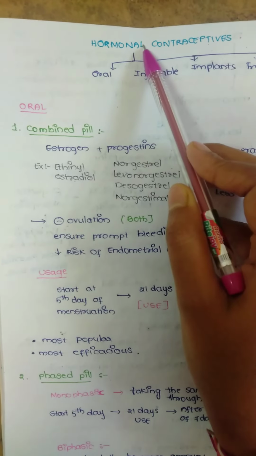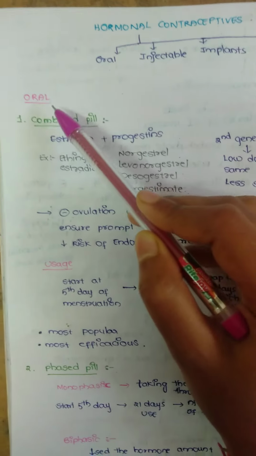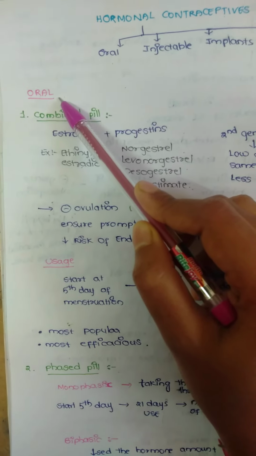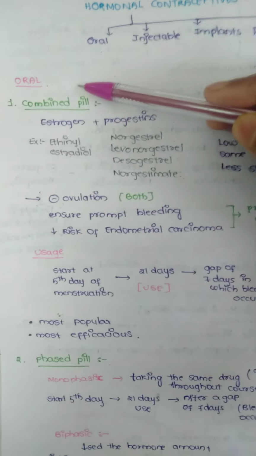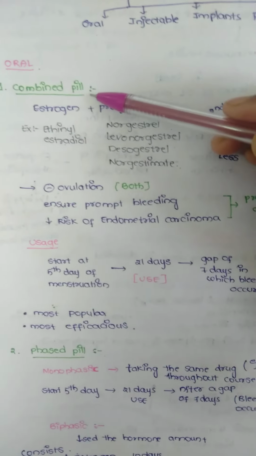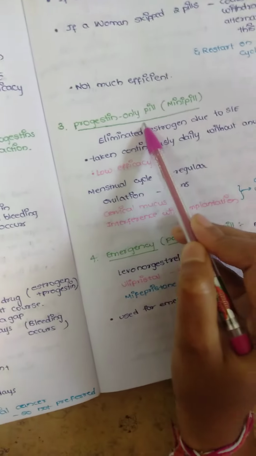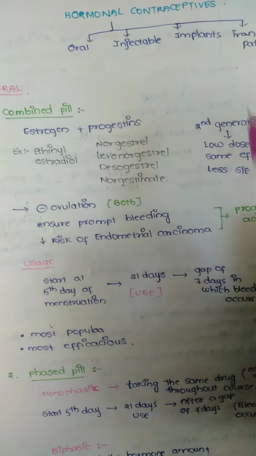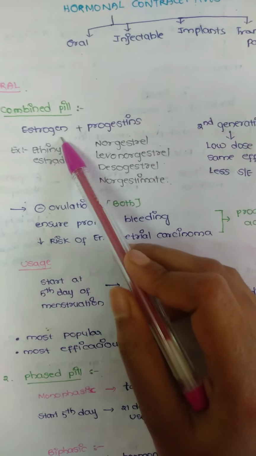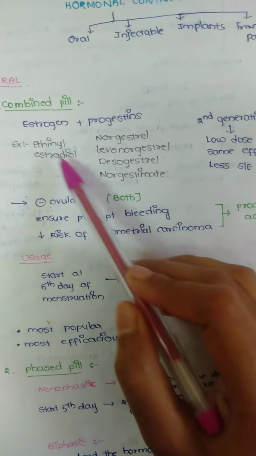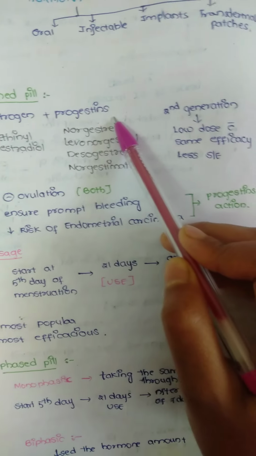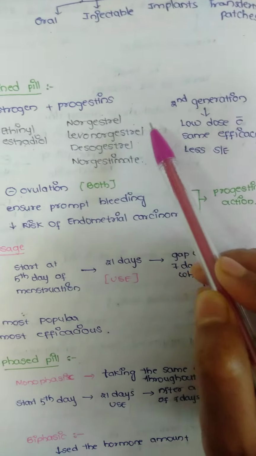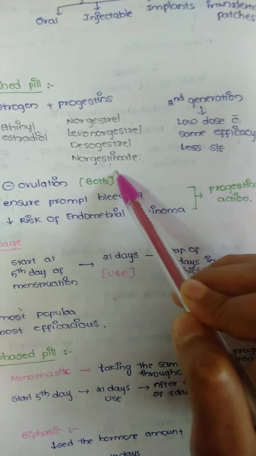And in hormonal contraceptives, we mainly use oral ones. Today, let us discuss mainly the oral ones. The oral pills are divided into four types. They are combined pill, phased pill, progestin only pill, emergency pill. In combined pill, we take the combinations of estrogen and progestins in a fixed dose. The estrogen example is ethinyl estradiol, and progestin examples are norgestrol, levonorgestrol, desogestrol, norgestimate.